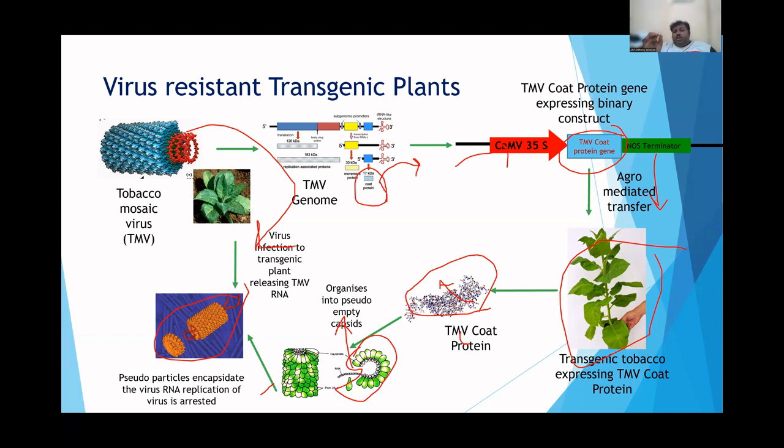So this is how virus-resistant transgenic plants are produced for tobacco mosaic virus. Again, to review, what they have done is they have taken the coat protein gene and expressed it in the plant. When they expressed it in the plant, it produces tobacco mosaic virus coat protein, which assembled into empty virus particles or the virions or the capsids. When a virus RNA comes in, these empty virions actually encapsulate the tobacco mosaic virus RNA, thereby inactivating the RNA replication.